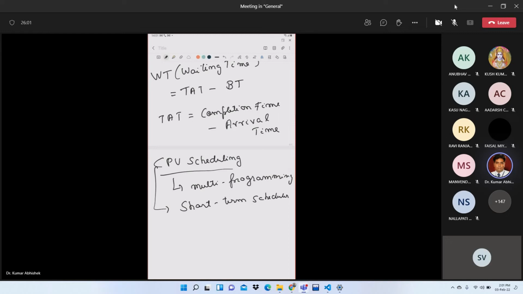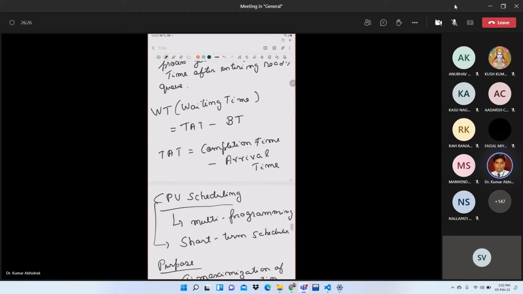Now, what is the main purpose? The purpose of the scheduling algorithm. First is to maximize utilization. If I am talking about maximizing CPU utilization, the CPU should not be idle.